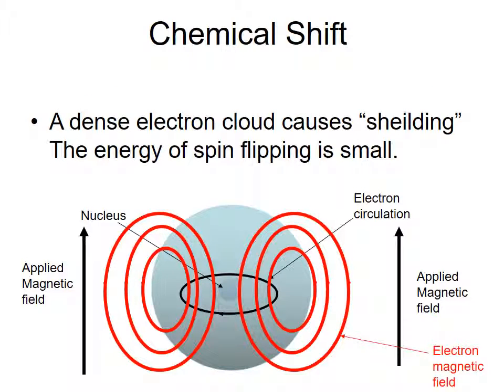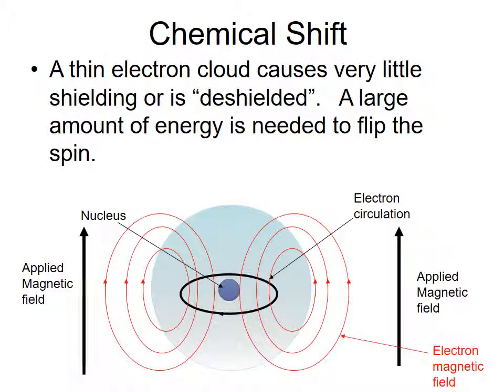So a dense electron cloud is going to shield the nucleus from the external magnetic field, and the energy of flipping the spin is very small. Likewise, a thin electron cloud allows the nucleus to be kind of naked in that magnetic field, and so then it takes a lot of energy to flip the spin. We call this deshielded.